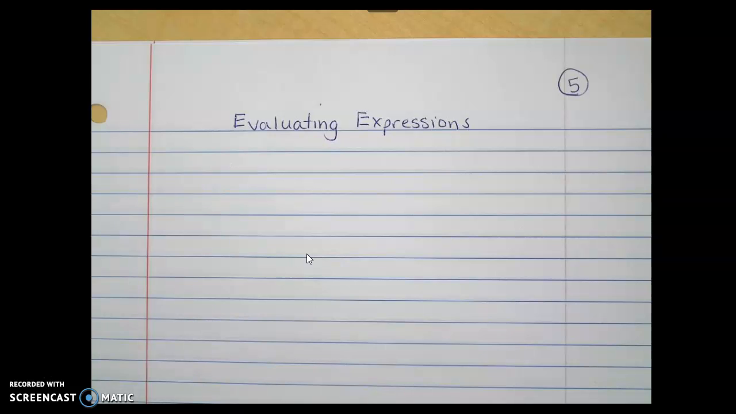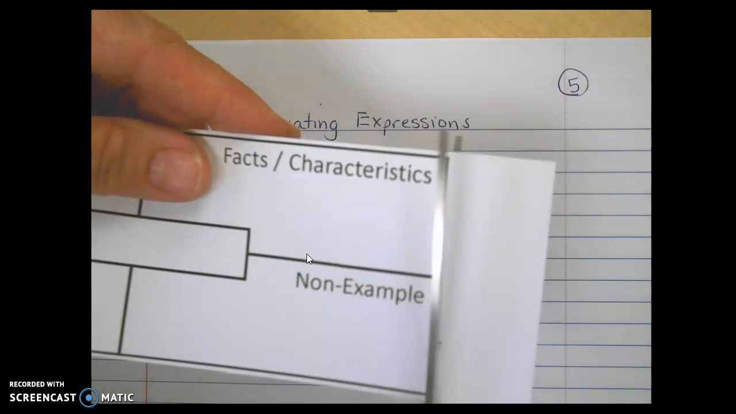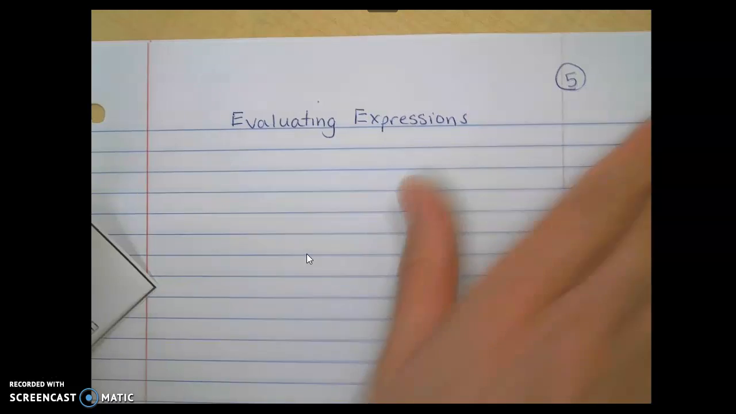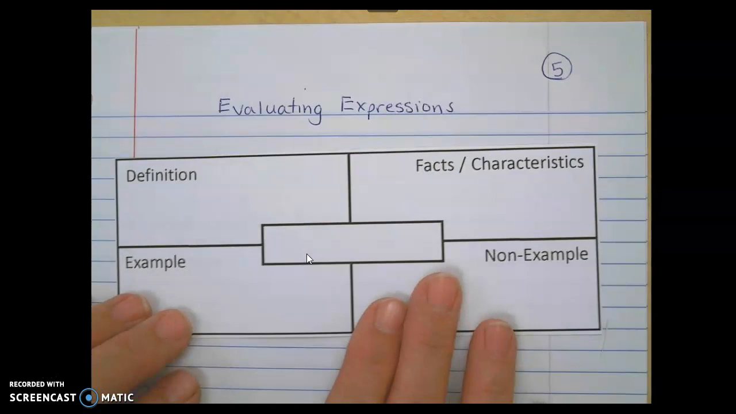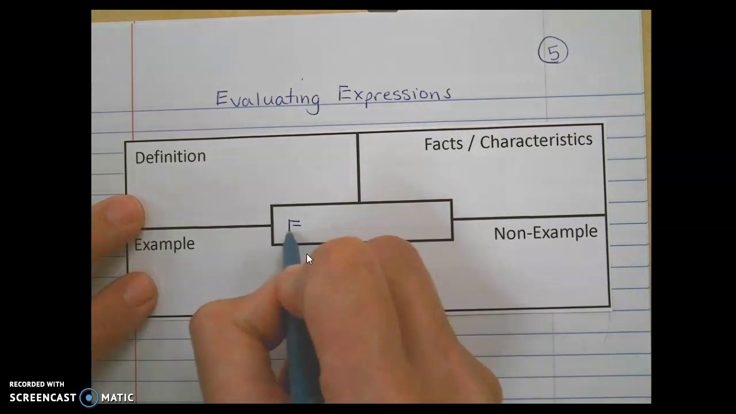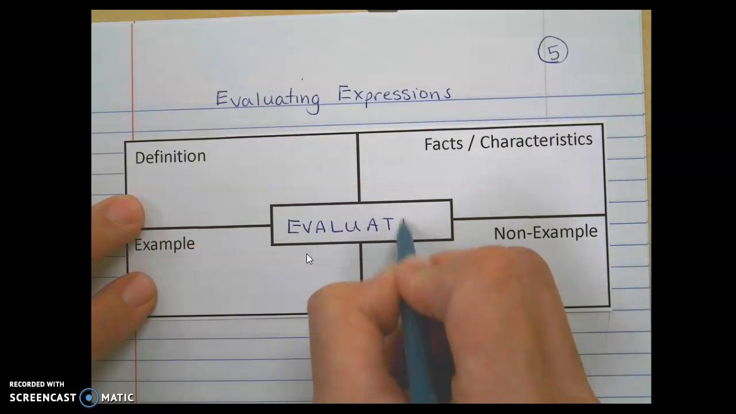Now we are going to go to your handout with key information. If it needs to be trimmed a little bit, please give it a little trim. Some of the pages are cut better than others. All right, we will glue this in a minute. So the key word here is evaluate. We are evaluating expressions.